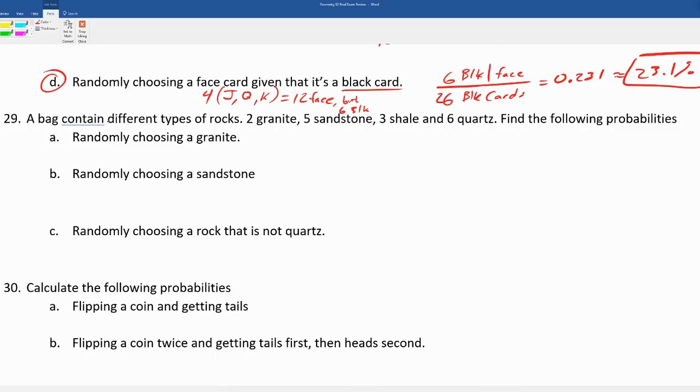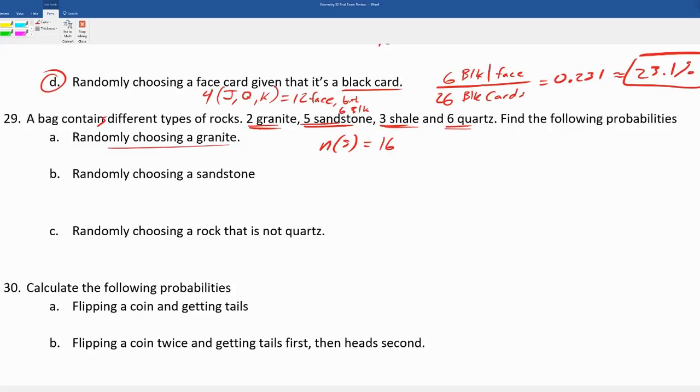Let's see. A bag contains different types of rocks: 2 granite, 5 sandstone, 3 shell, 6 quartz. Find the following probability of randomly choosing granite. Well, how many rocks are there? So sample space, we have 2 plus 5, that's 7, plus 3, that's 10, plus the 6, and that's 16. So our sample space is 16 rocks.